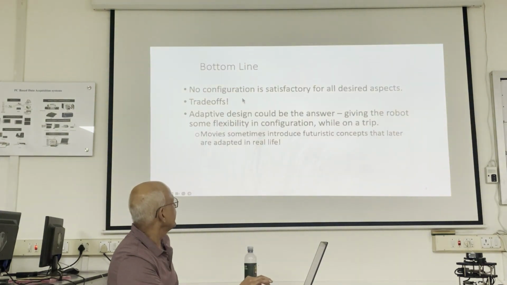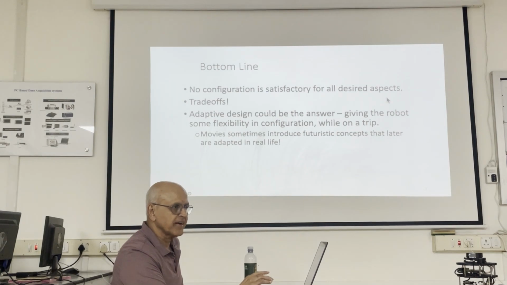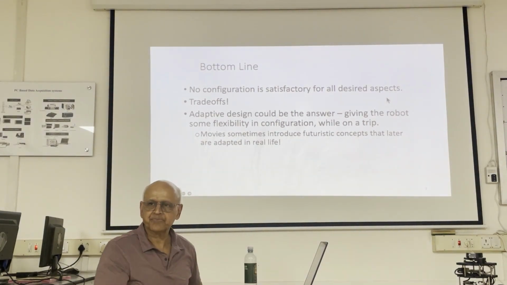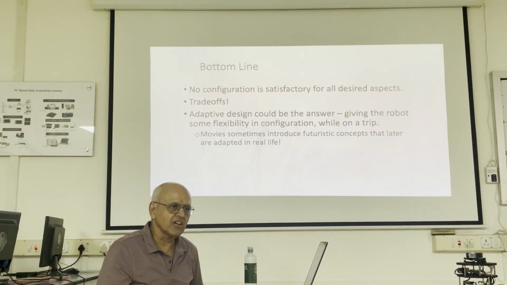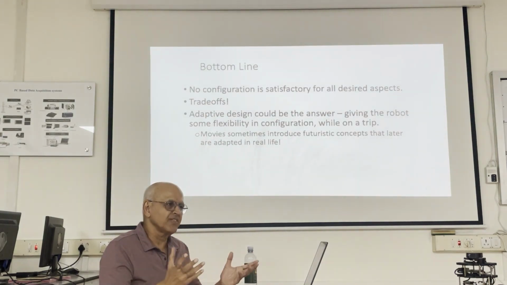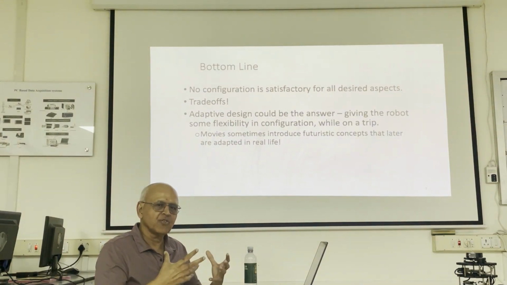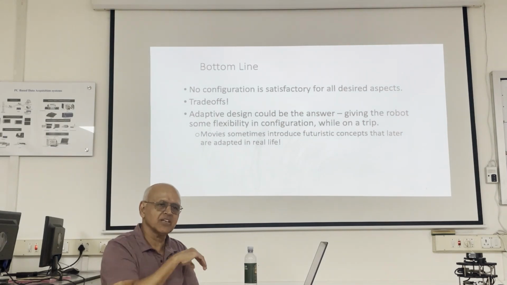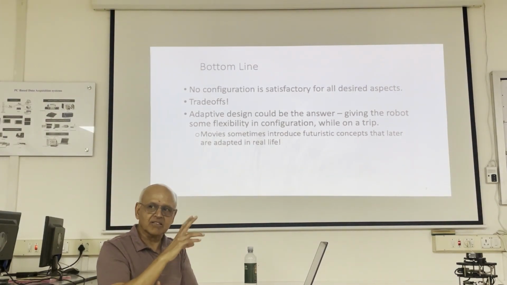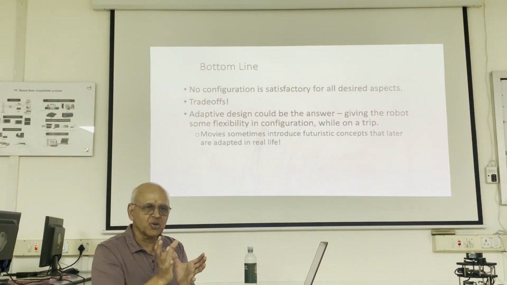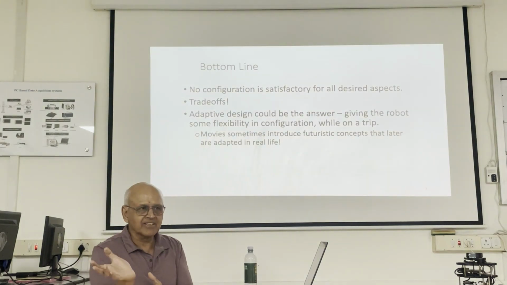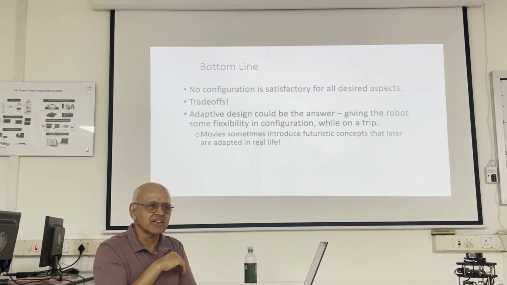So no configuration is satisfactory for all aspects. So this is the pain of engineering, also the beauty of engineering. No one product does everything for you. So therefore, that's where the engineer comes in. You find what is needed for this mission and you design the robot. The Mars rover? That costs millions of dollars by itself. So you won't build cars like that because, what will you do with it?